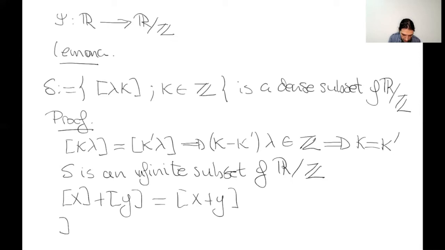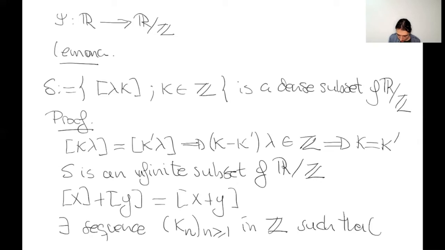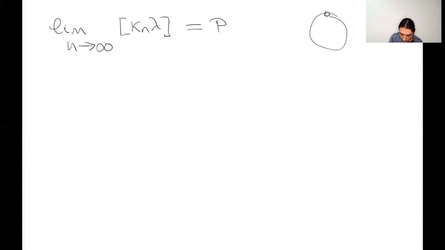So there exists a sequence k sub n in the set of integer numbers such that the limit when n converges to infinity of the class of kn times lambda is some point that, I don't know, let's call, for instance, P. So we have some point P and points here that converge to P.